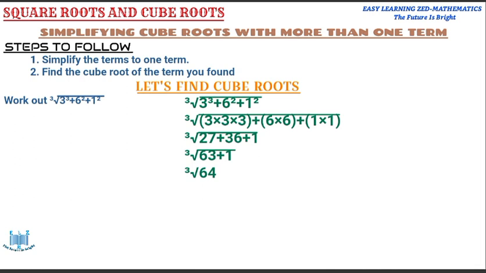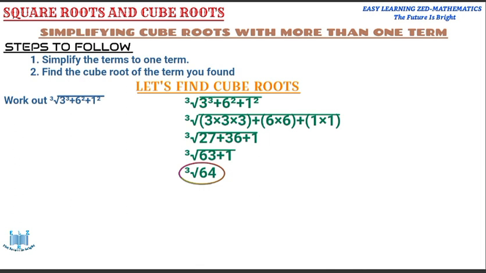So we have simplified those 3 terms into 1 term, which means we are done with the first step. The number I'm talking about is the one I've circled there. Those 3 terms I've simplified to 1 term, which is 64. Once I've done that, I'm going to find the cube root of 64.